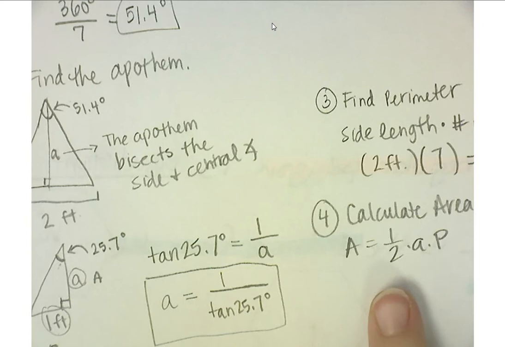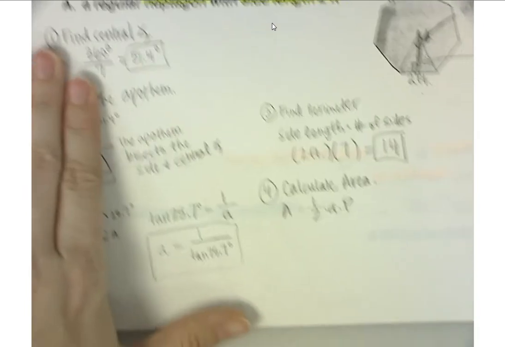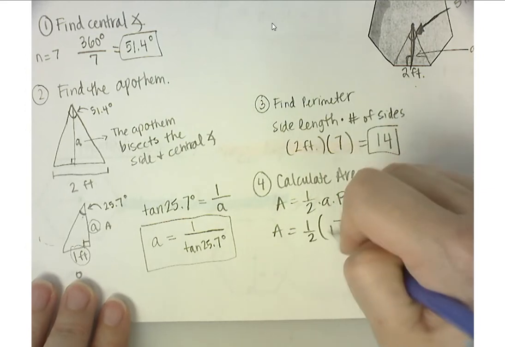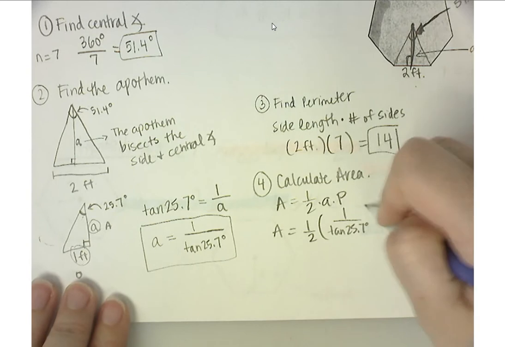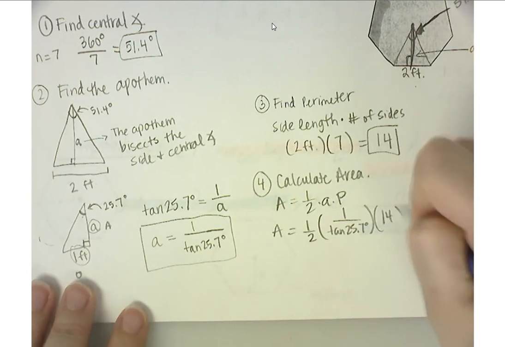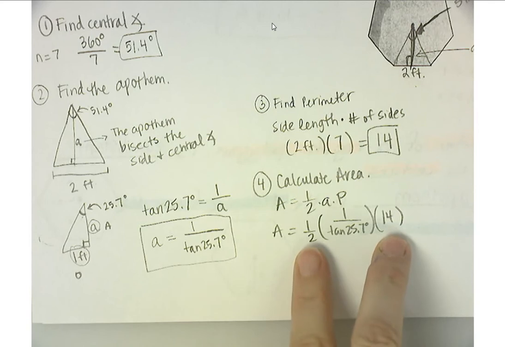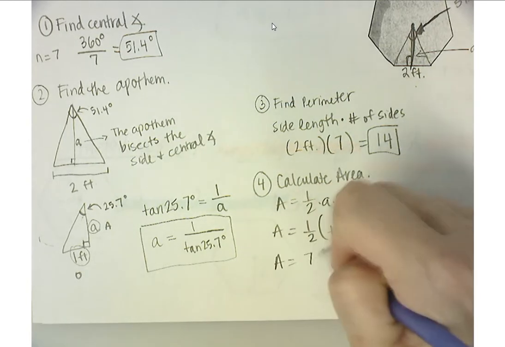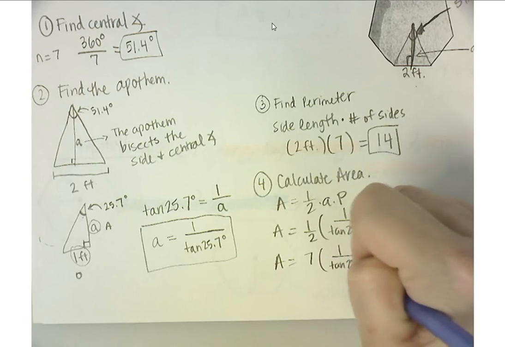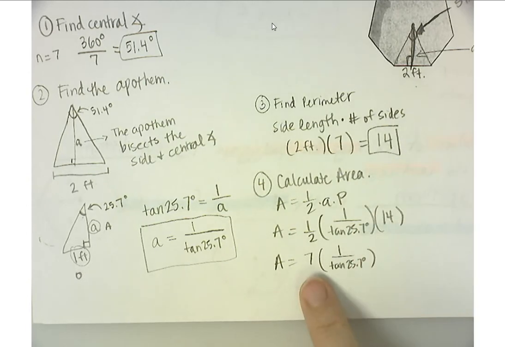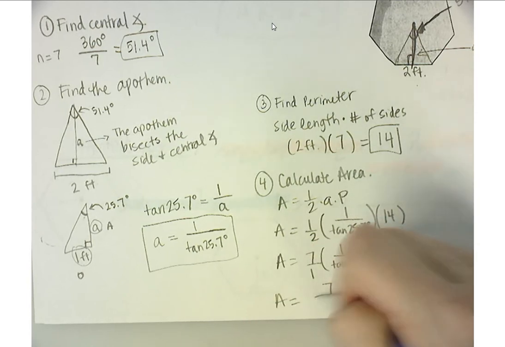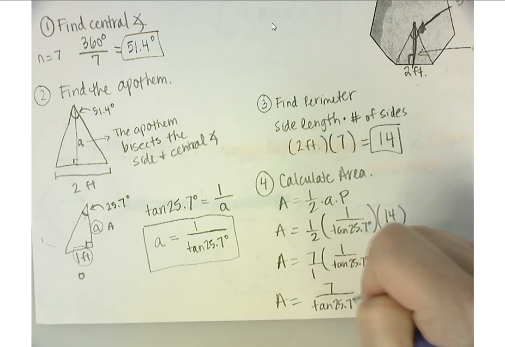Okay, so the area is 1/2 times the apothem times P. The apothem is 1 over the tangent of 25.7 degrees times 14. Now, notice how you have an even number here for the perimeter. What's 14 times 1/2? 7. So this is like 7 times 1 over the tangent of 25.7 degrees. If you multiply this by 7, think of it as 7 over 1. Your area is just going to be 7 divided by the tangent of 25.7 degrees.